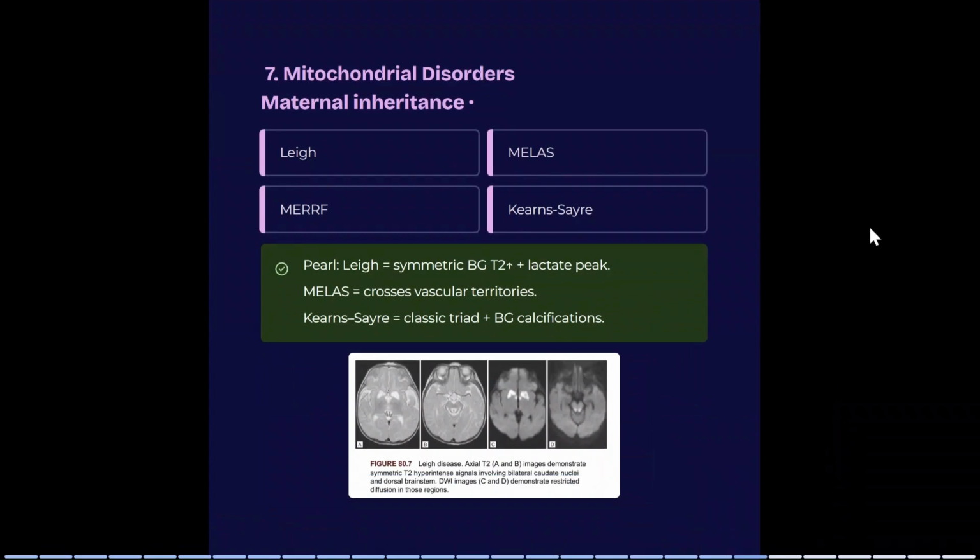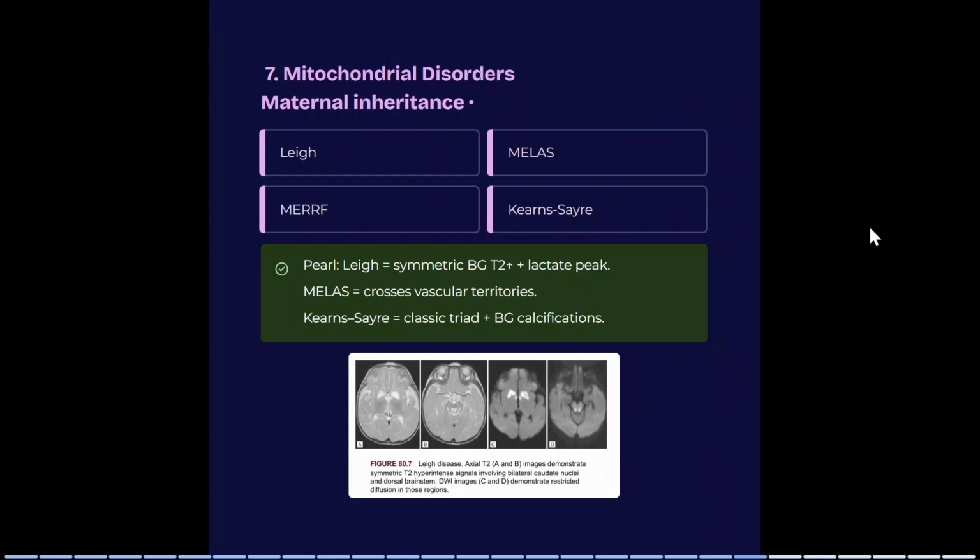Now let's come to another entity, which is mitochondrial disorders. These include 4 to 5 diseases, including Leigh disease, MERRF, MELAS, and Kearns-Sayre disease. So what is happening here? Leigh is a common one, the face of the mitochondrial disorders, and this is basically a disease in which there are T2 hyperintense signals involving caudate nuclei and dorsal brainstem, and there is restricted diffusion in those areas as well.